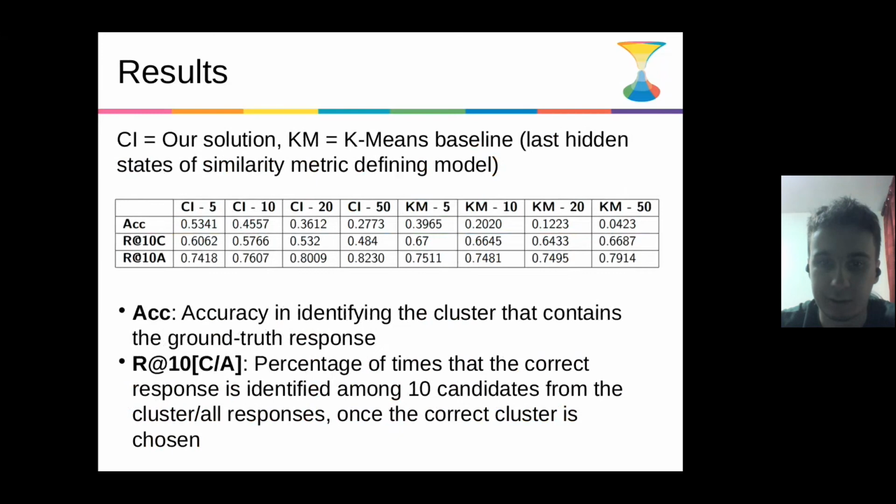And we can see that recall at 10C is always lower, which indicates that the responses within the cluster are more similar or related to each other, which makes it more difficult to choose the correct one. This is what we expect, because we wanted the responses within a certain cluster to be more likely to belong to the same conversation. So it's more difficult to decide which one to select.